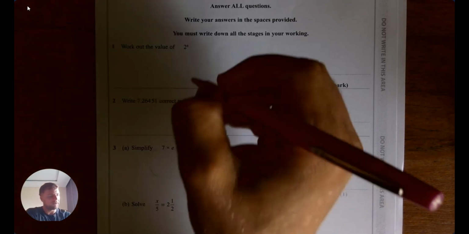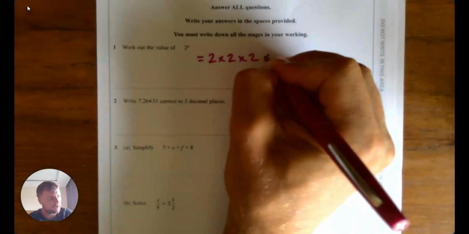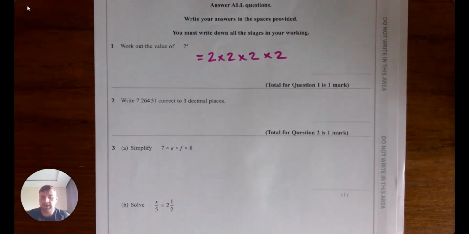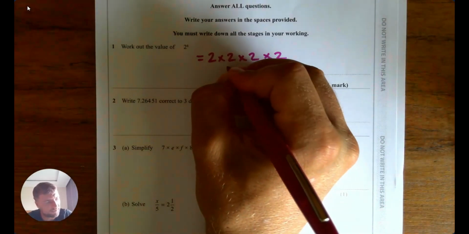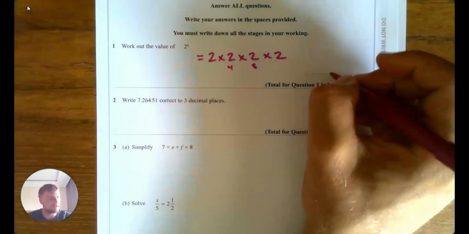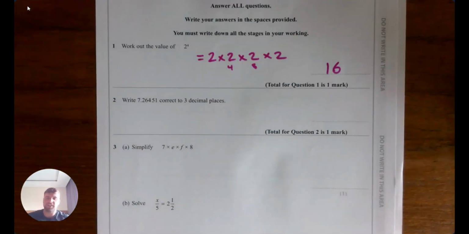So when we have something to the power of 4, that means multiply it by itself 4 times. So it can be easier just to write that out 4 times first. Then 2 times 2, I'll just write is 4. Times that by 2 is 8, and then times that by 2 is going to give you 16 as your answer.